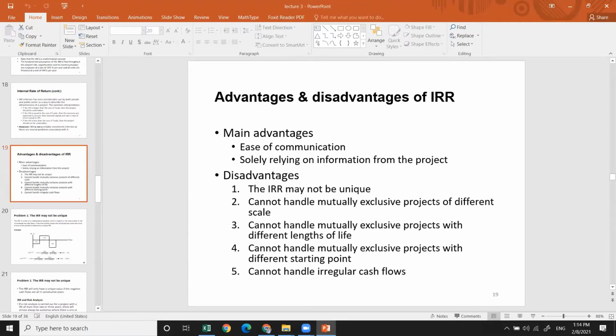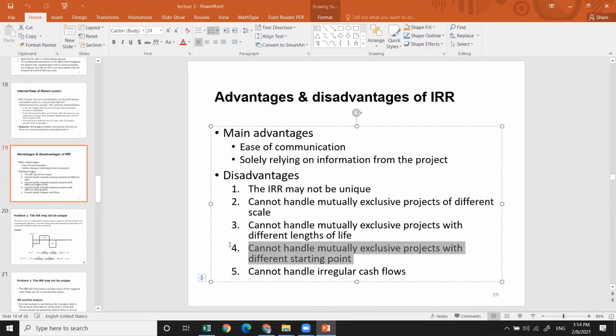So, pitfalls of the IRR. The IRR may not be unique. It cannot handle mutually exclusive projects of a different scale, if the investment cost is different. It cannot handle mutually exclusive projects with a different length of life. So if the projects have different lengths of life, then IRR cannot be used to decide whether to accept or reject. It also cannot handle mutually exclusive projects with different starting points, like a project that starts in a different year. And the MIRR only solves, let's say, the irregular cash flows.